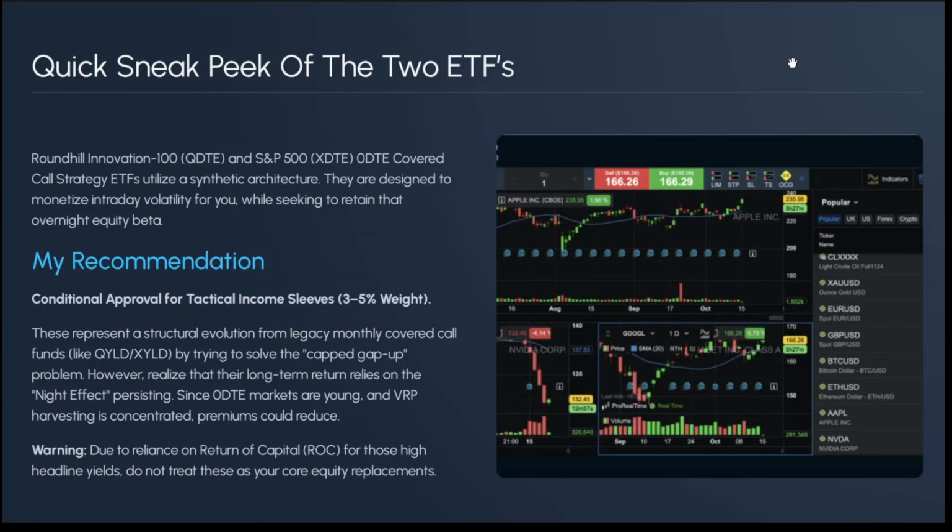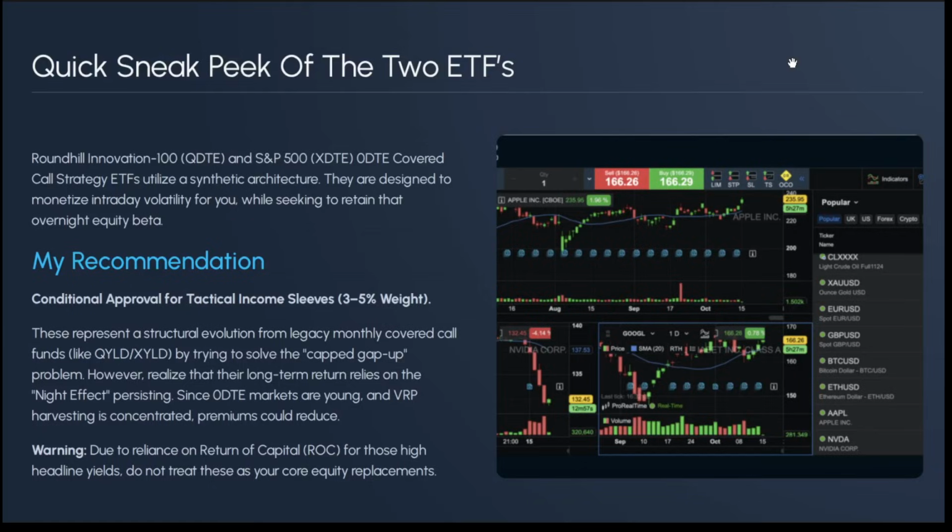My recommendation here is conditional approval for tactical income sleeves, right? If you're new and you're just getting into the income space, I would say no more than 3 to 5% weight of your entire portfolio. Maybe if you're a little bit more experienced and you're just trying to add another diversification, I would say 5 to 10%. But if you're new, and you're like, I'm not really sure, I'm just getting into the income field, I found these two, can you do a deep dive, and this is what I'm going to think of it. So if you're a newbie, no more than 3 to 5% for these two, and I'll explain why.